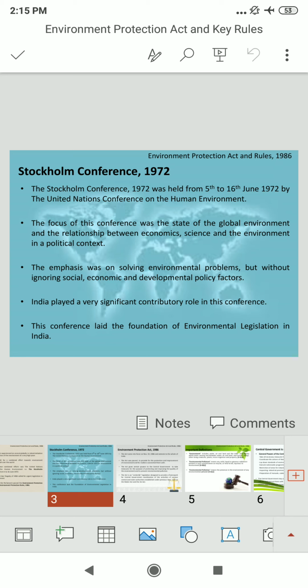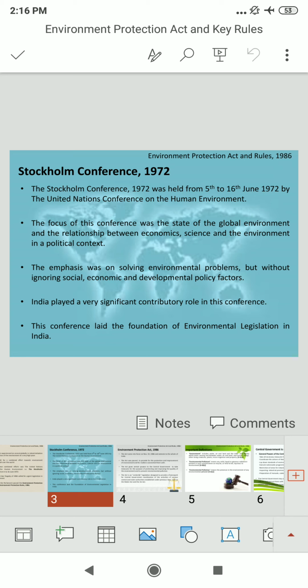The Stockholm Conference in 1972 was held from 5th to 16th June 1972 as the United Nations Conference on the Human Environment. The focus of this conference was the state of the global environment and the relationship between economics, science, and the environment in a political context. The emphasis was on solving environmental problems, but without ignoring social, economic, and developmental policy factors.